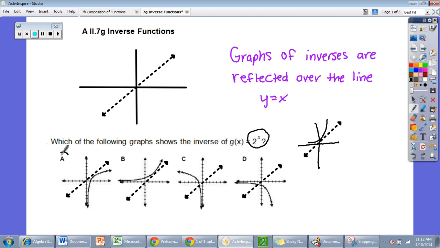And that is answer choice A right here. The original function would be up here, and it's been reflected down across that line. If you look, this right here is actually close. That's closest to what the original function was, but they want you to pick the inverse.